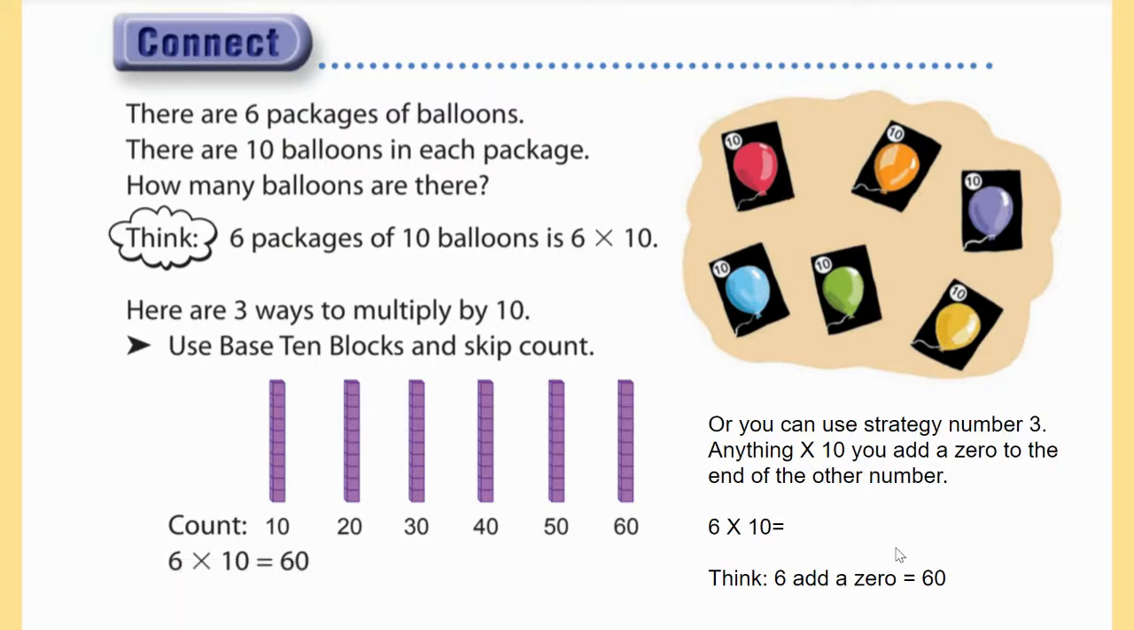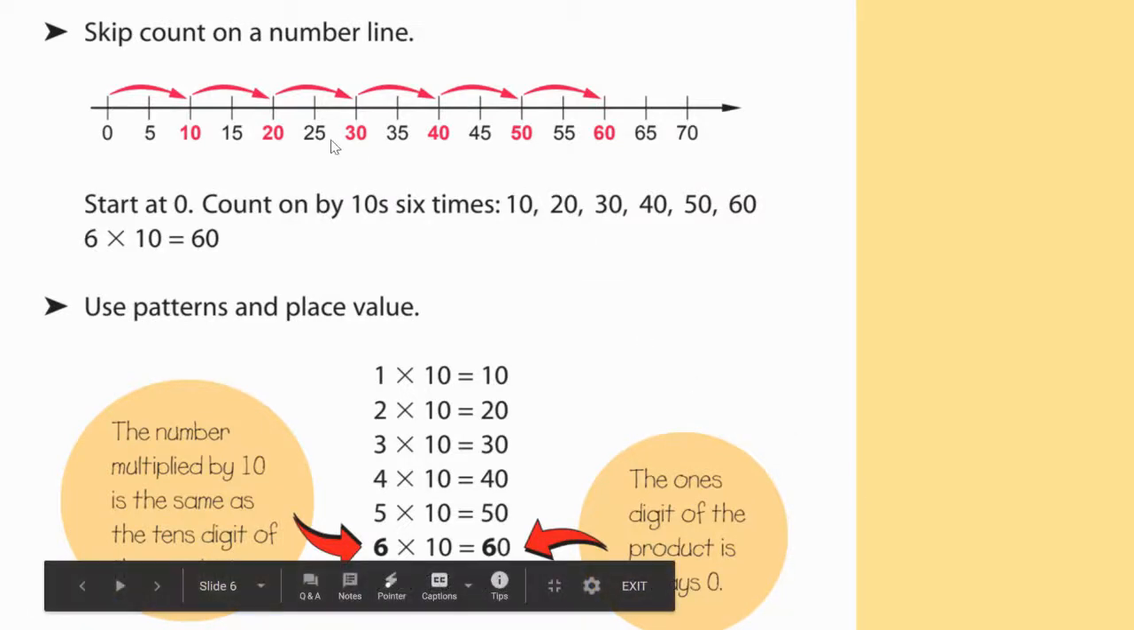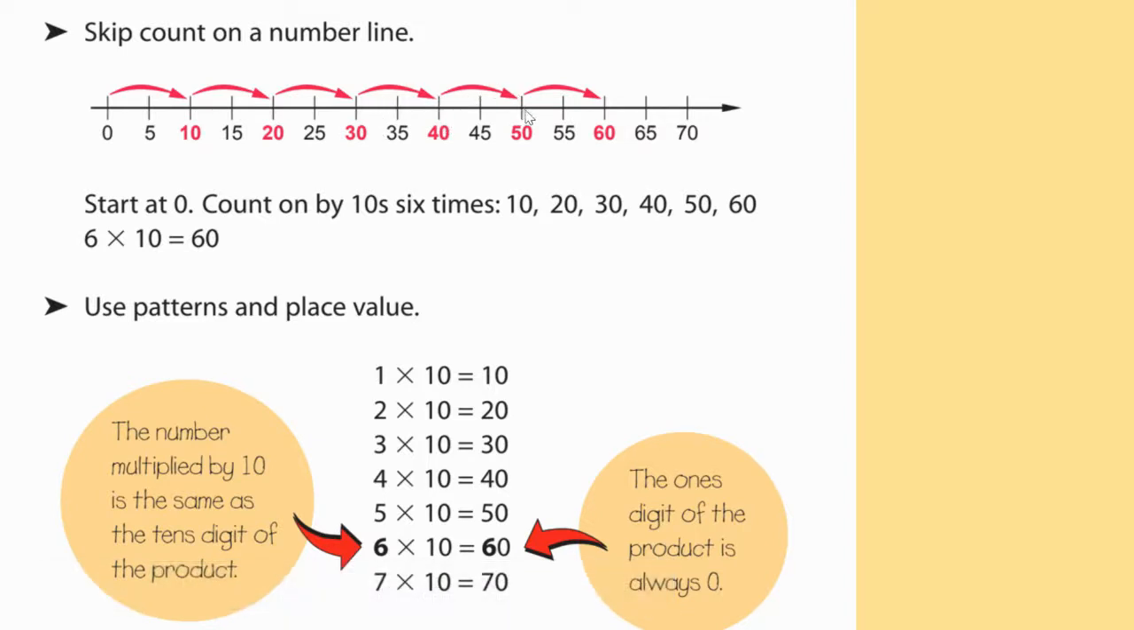I think that's a pretty easy way, but it's always good to check your work. So if you even want to try more than one and then double check with the 10 strategy, that works too. There's another way you can skip count on a number line. You can go 10, 20, 30, 40, 50, 60.